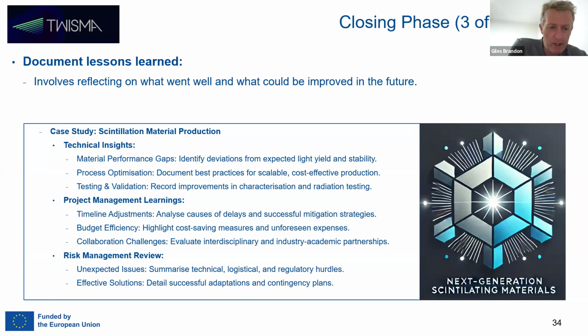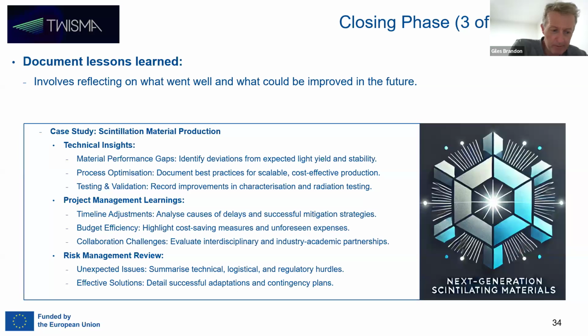Our learnings from project management. Maybe we had to make timeline adjustments during the course of the project. Maybe now is a good time to document what were the causes of those delays and what were successful ways to mitigate them. Budget efficiency. Were there any measures that we took that helped to save costs? Or were there, relative to our original foreseen budget, big changes? Did we overestimate the amount to allocate for travel or underestimate the amount for personnel? Are there things going forward that we can learn from that?